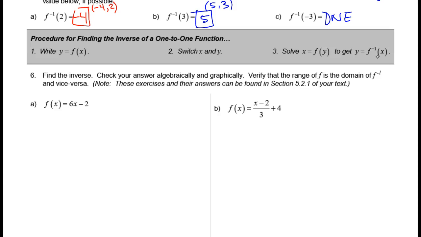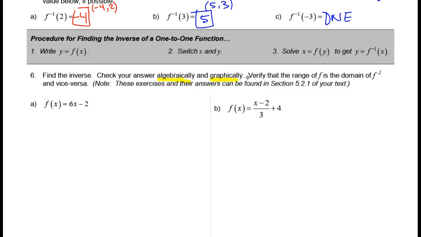The directions here say find the inverse, and check your answer algebraically and graphically. Verify that the range of f is the domain of f inverse and vice versa. Note these exercises and their answers can be found in section 5.2.1 of your text. But what I would like to let you know is to check your answers algebraically and graphically. I'm going to let you do that on your own.